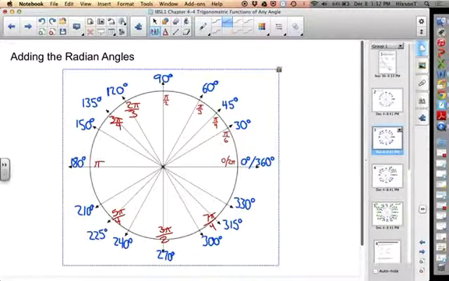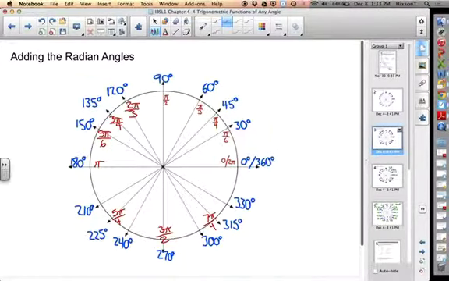That was 4 pi over 6, so 150 is 5 pi over 6. And then 6 pi over 6 is pi. 7 pi over 6. Good, 7 pi over 6. Then 8 pi over 6 is 4 pi over 3.